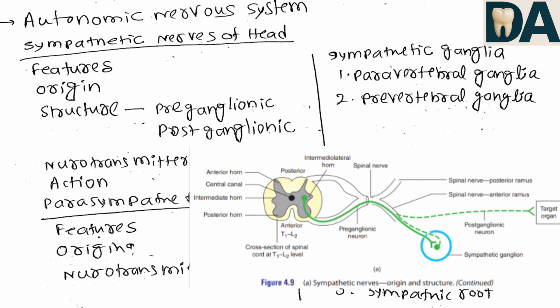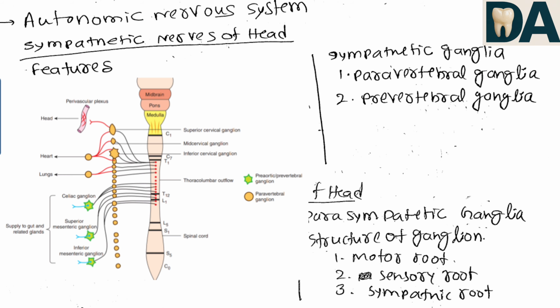Action: the stimulation of the sympathetic nervous system results in a number of responses that vary system-wise. They are as follows: constriction of blood vessels supplying the skin, dilation of blood vessels supplying the heart and skeletal muscle, bronchial dilation, release of glucose from the liver.